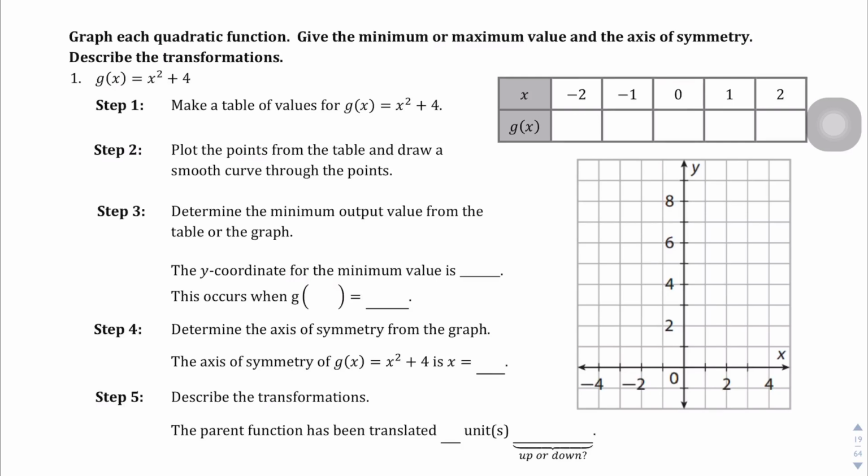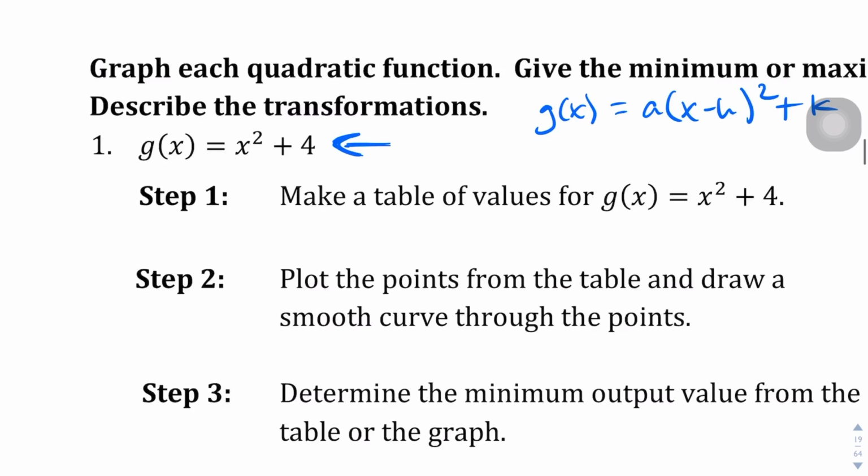But here we have the function g of x equals x squared plus 4. This looks a little different from what we saw before, right? Before we had this vertex form, a times (x minus h) squared plus k. In this case, we don't see a parentheses. We don't see an a. We do see what seems to be a k. And that's the point of this first problem. All we're doing is learning what the k value does. So let's not think about the a or the h yet. Let's just think about the k, which is this 4.